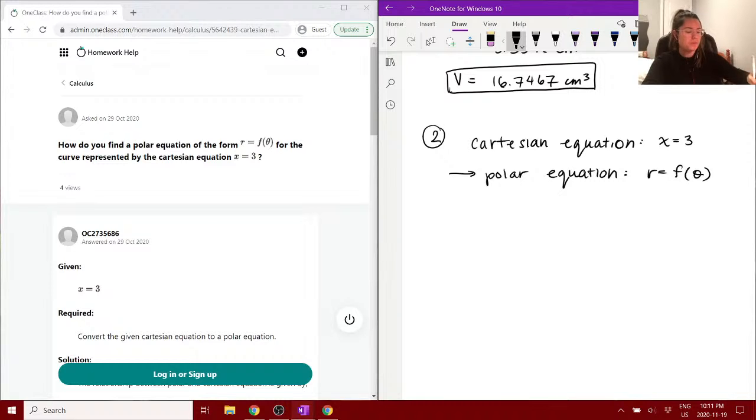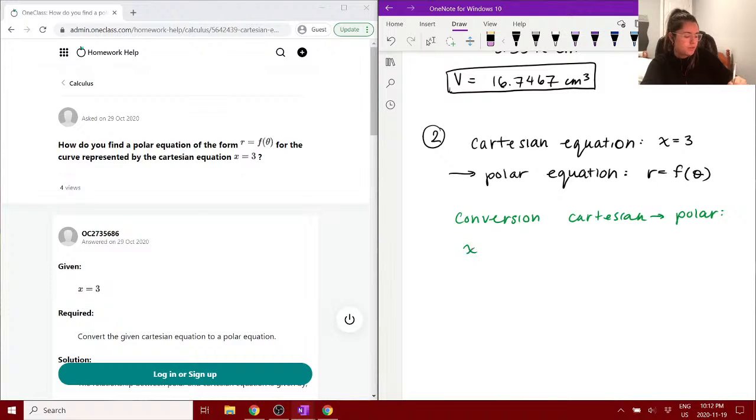So what we can do is look at our conversion factors. Usually when you're converting from Cartesian to polar, we have that here. All right, these are our conversion factors, or conversion from Cartesian to polar.